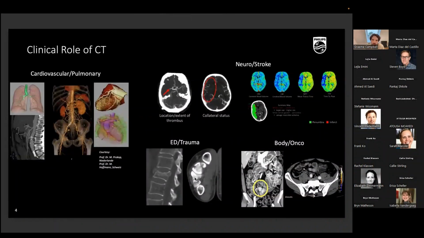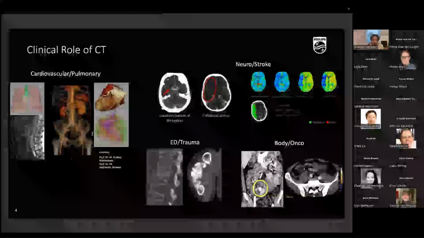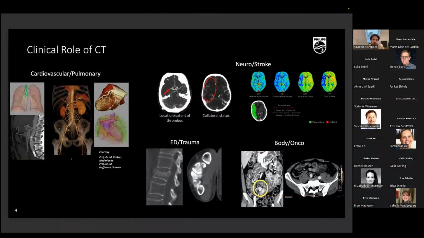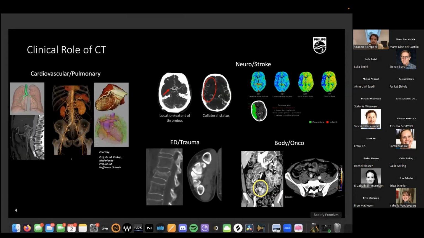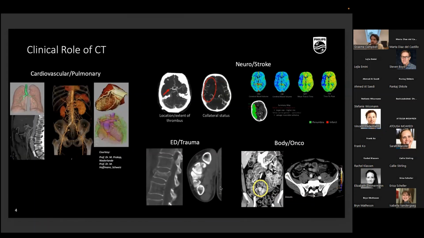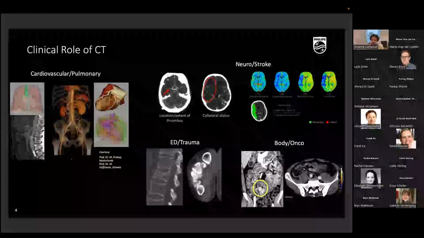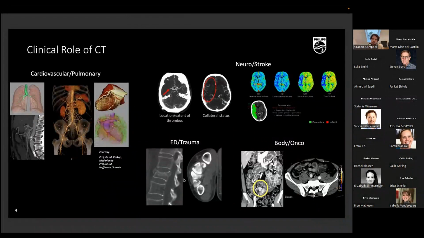I kind of touched on a bit of this already, where CT is used. So cardiovascular, pulmonary, this is really a big area. So where you're looking at stenosis in the vessels, embolism in the lung, calcifications, things like that, or look for a route for a catheter, for example, for interventional procedure. Stroke, I touched on a little bit, blockages in the vessels, looking at perfusion, so trying to find where there's an infarction or where tissue can be saved. Emergency trauma, of course, but also oncology. So these are areas where it's really used, delineating lesions, looking for fractures, things like that.